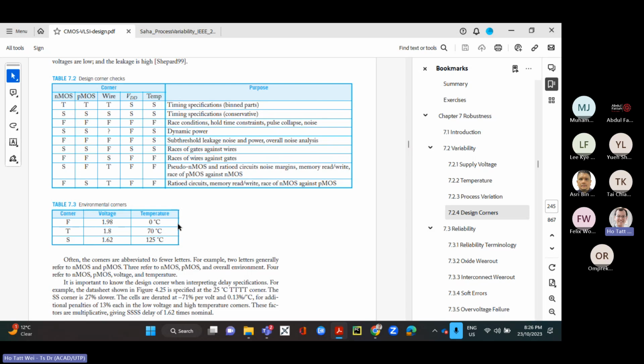And this table is quite nice. This is from the West and Harris textbook. It's showing you some typical combinations of process corners to look at different outcomes.